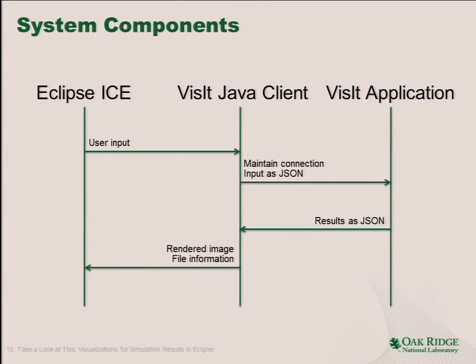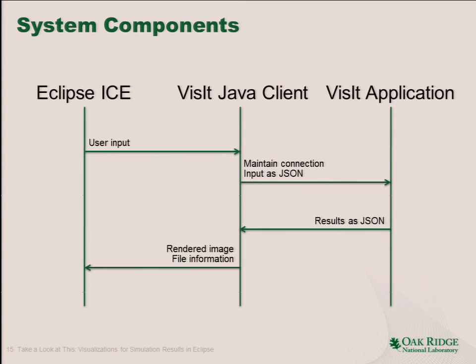The entire system is made up of essentially 3 components. The first component being the ICE client, which is the user front end that collects data such as the connection parameters, user selections of plots and files, mouse interactions. These are then collected by a VisIt Java client that acts as an interface to the VisIt application itself.